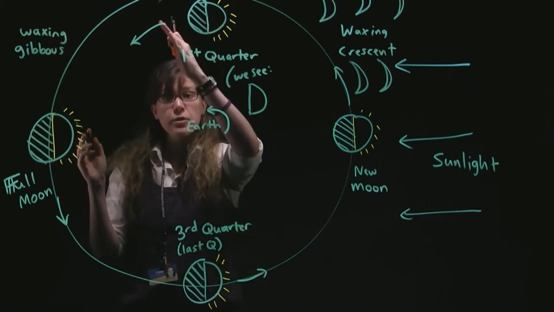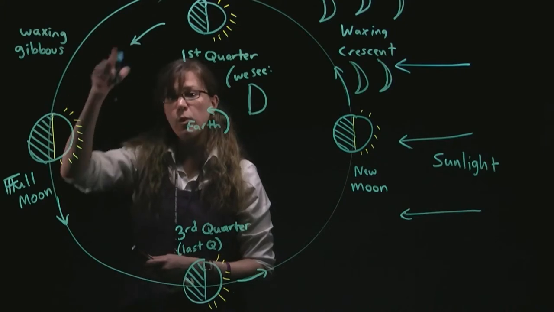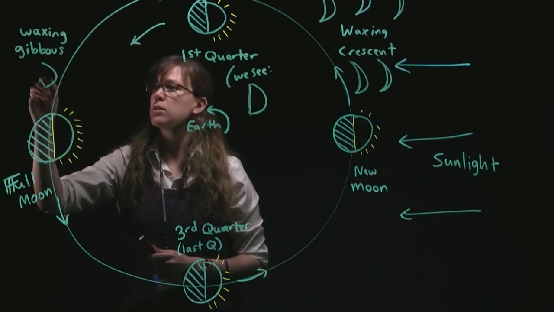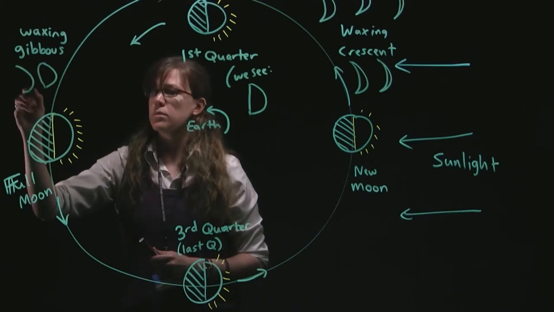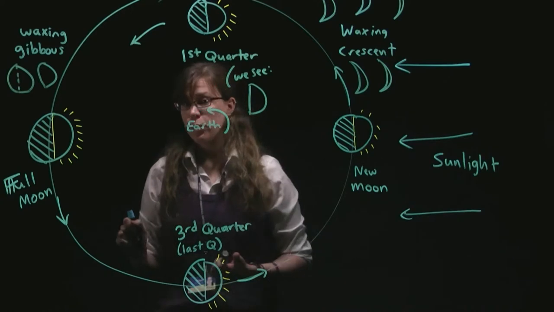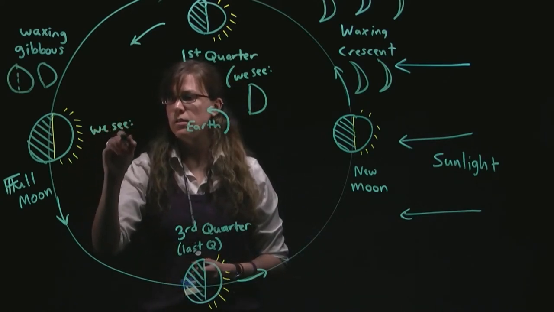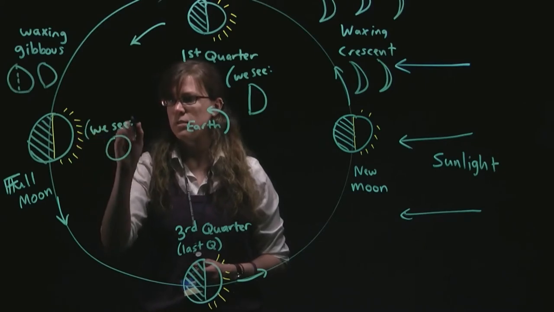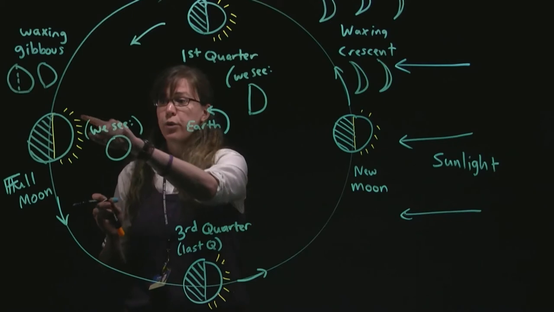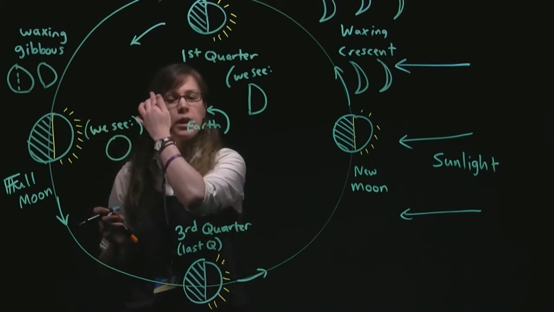From the night after the first quarter all the way through until we get to full moon, all of those nights would be waxing gibbous ones, where we're getting slightly more and more towards a full moon. A full moon, what we would see is the full circle. And again, that's based on the fact that every part of what is facing towards Earth is lit up.